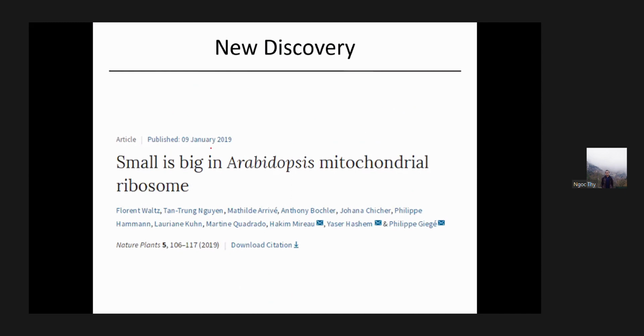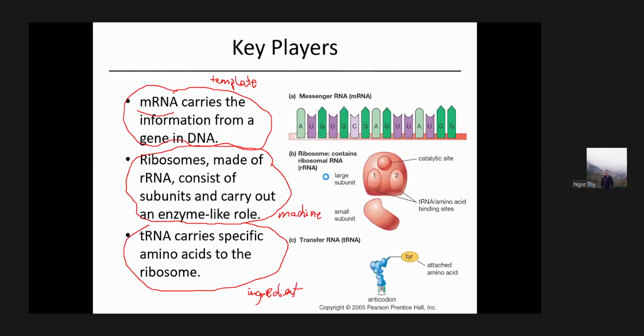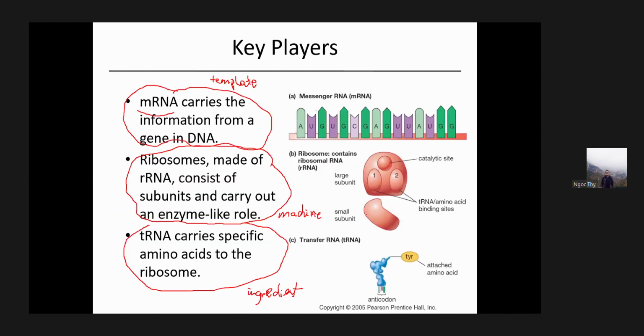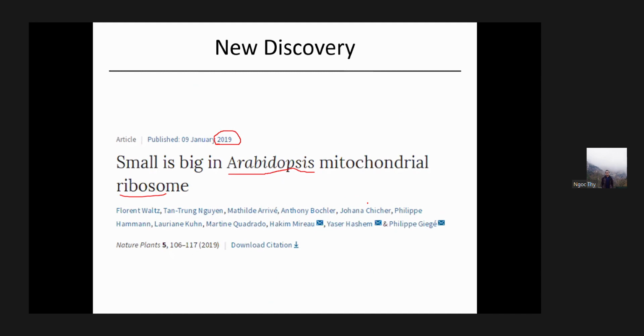But a very recent publication, published in 2019, reports on the small subunit in the Arabidopsis mitochondrial ribosome. That means in Arabidopsis, a plant that is used as a model for much genetic research in plants, the small subunit is even bigger than the large subunit. So we call it the small subunit, but its 3D structure size is even bigger than the large one. Okay. So in some species it is like that.